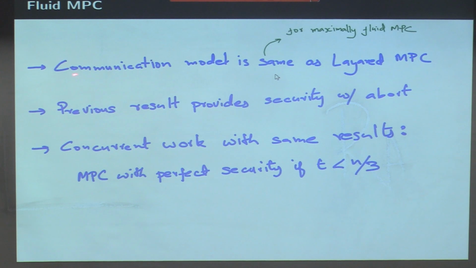There's a third motivation, which is a model called fluid MPC, which is exactly the model of layered MPC, but called by a slightly different name. Over there, the previous result was trying to realize statistically secure MPC with abort. And in Crypto 2023, there's a concurrent work by the same team that tries to do MPC with perfect security, and they get the same result. So these are the motivations. Do you have any questions about this? I hope the motivations are clear. The point is that layered MPC tries to solve each of these models.